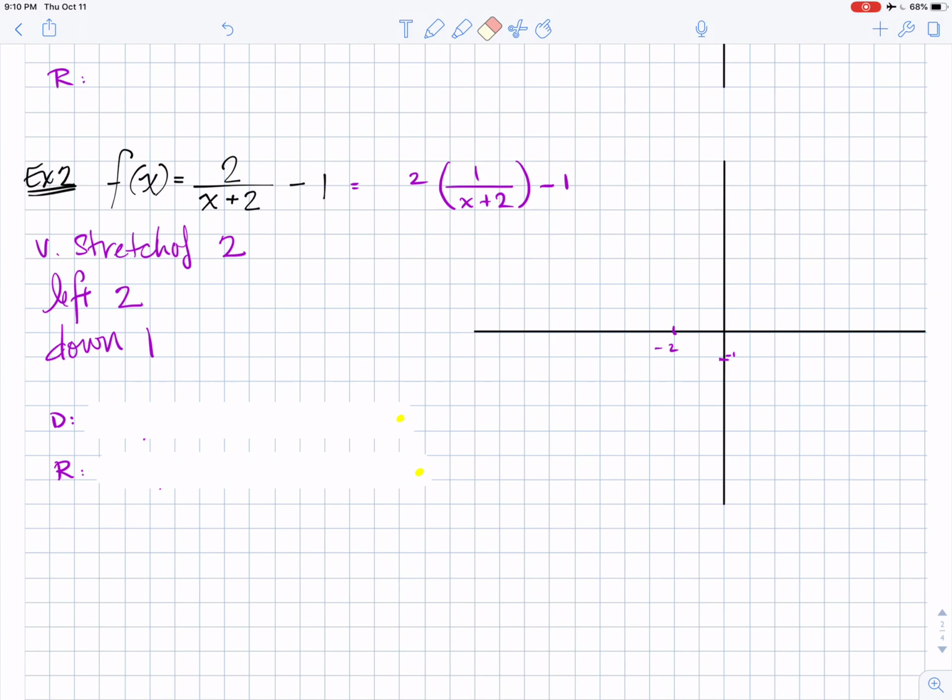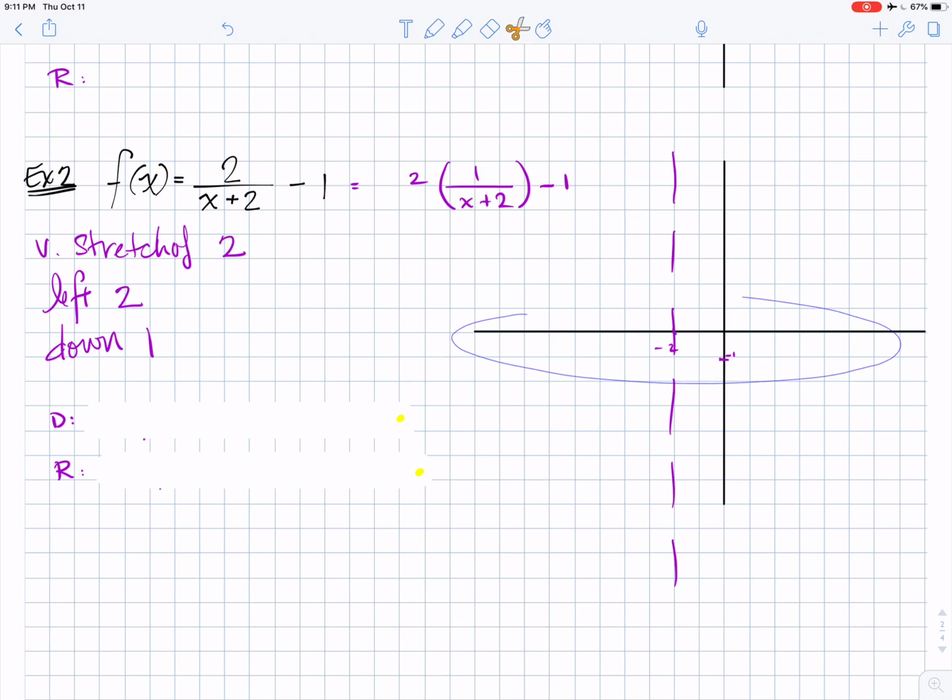So remember that I have here a vertical asymptote and a horizontal asymptote in my parent. My vertical asymptote is this guy right here in the parent. If I stretch that, it doesn't look any different. If I move it to the left 2, it does look different. And if I move it down 1, it does not look any different. So I'm going to move my vertical asymptote to the left 2.